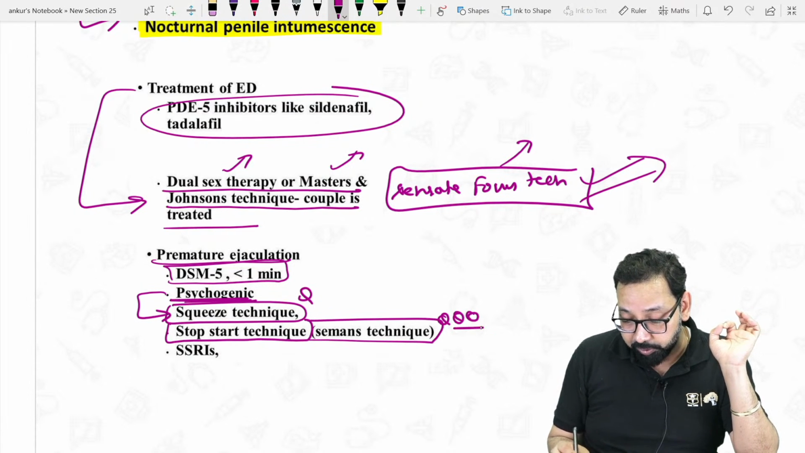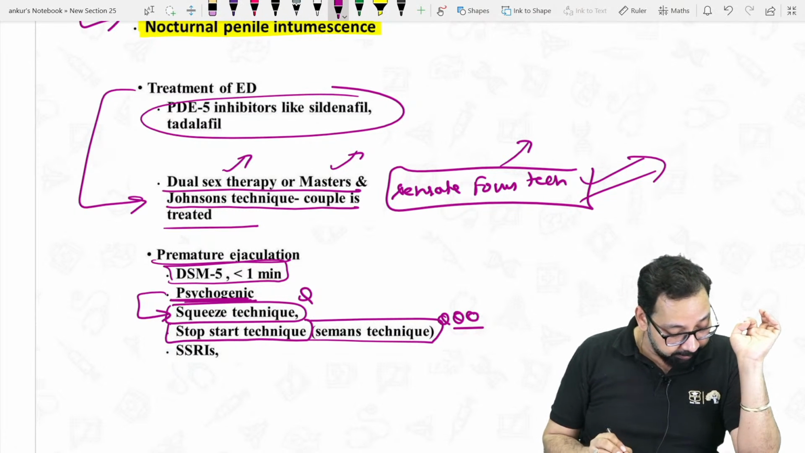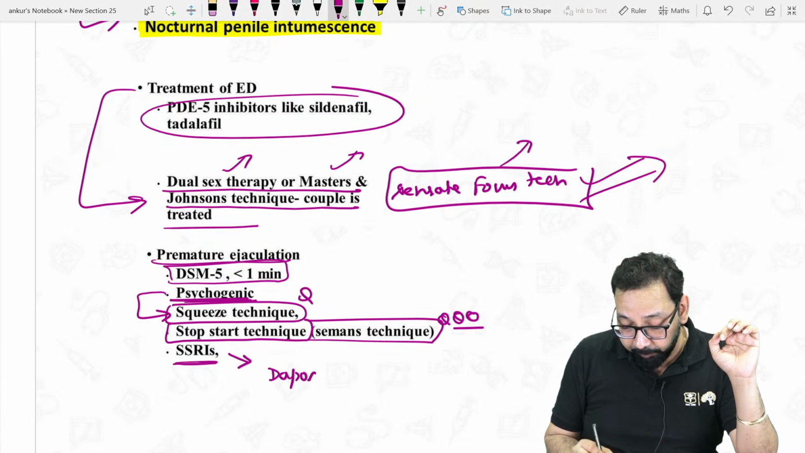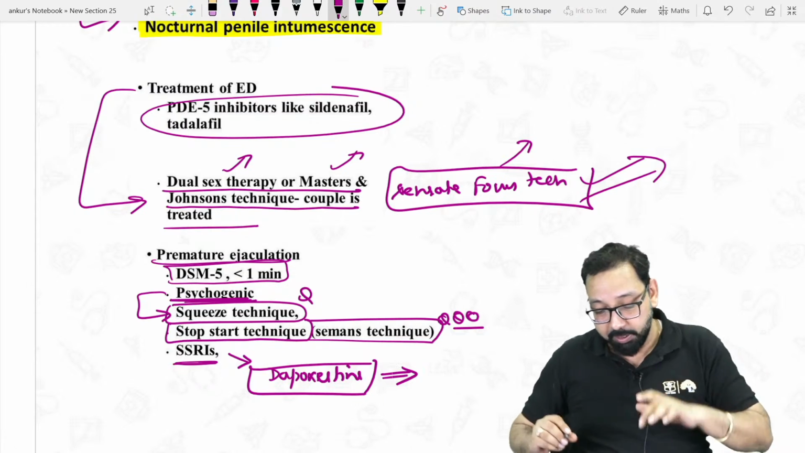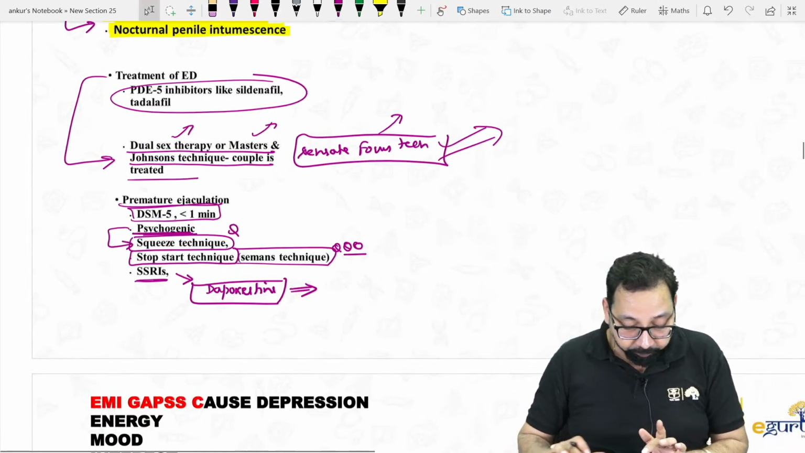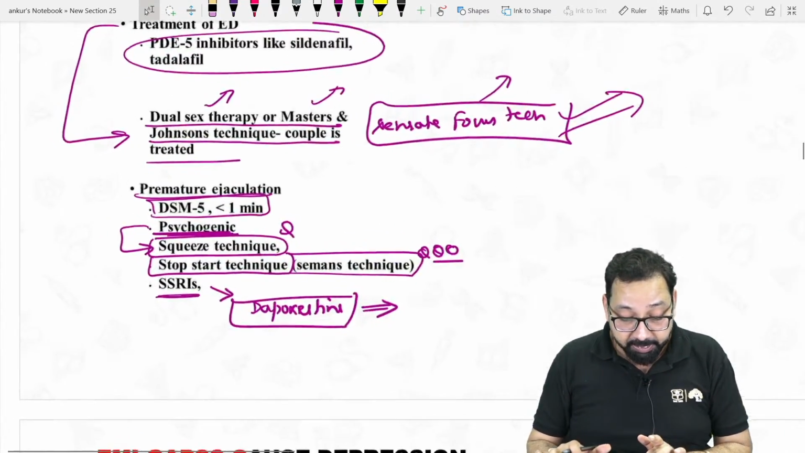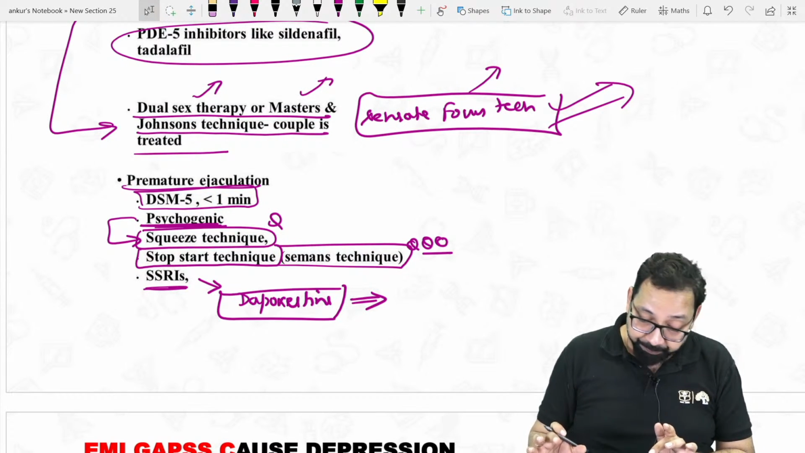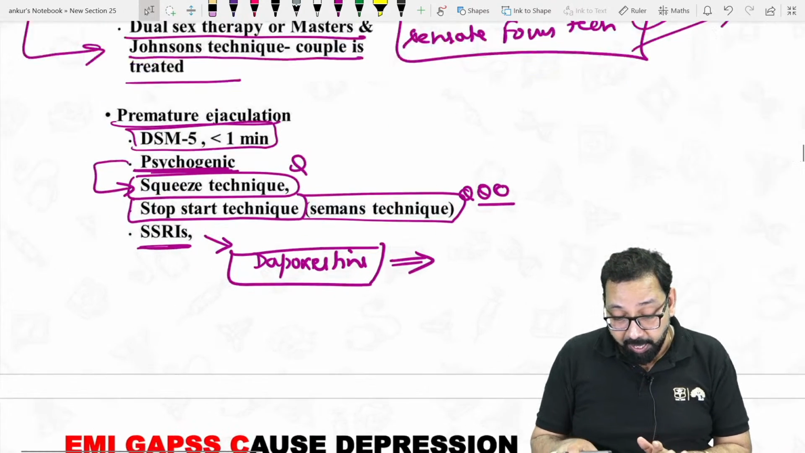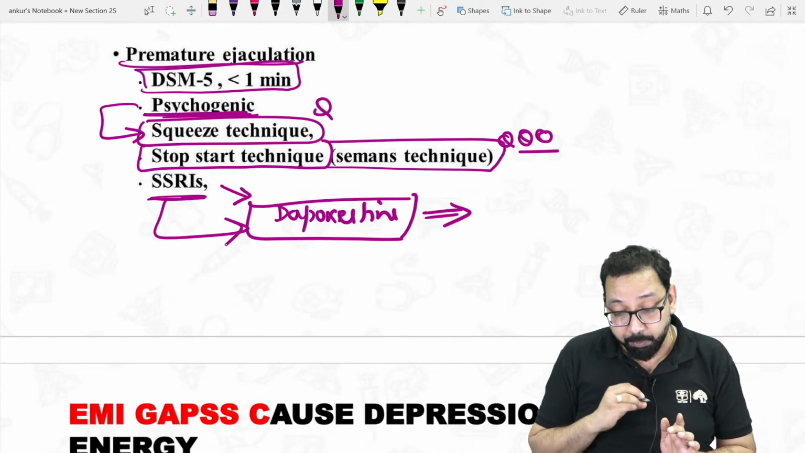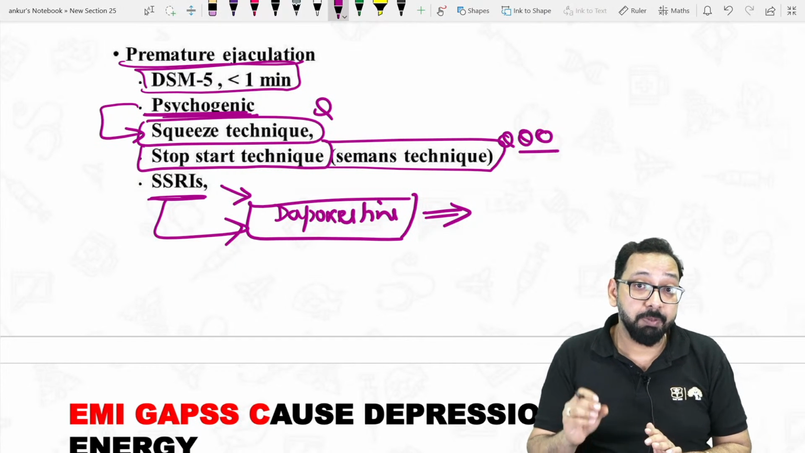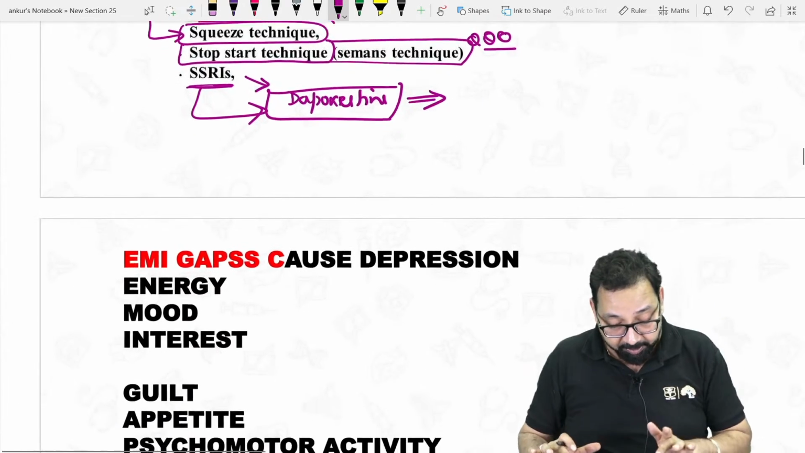Frequently asked question of MCI. And drug treatment: SSRI, latest approved drug dapoxetine. Nowadays you will find so many advertisements of dapoxetine. Short acting SSRI, side effect is it delays ejaculation. And dapoxetine you can use on SOS basis, means before the sexual act, a short acting SSRI.